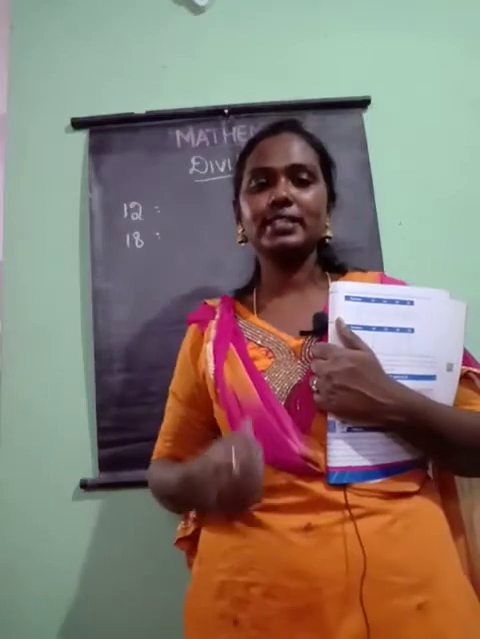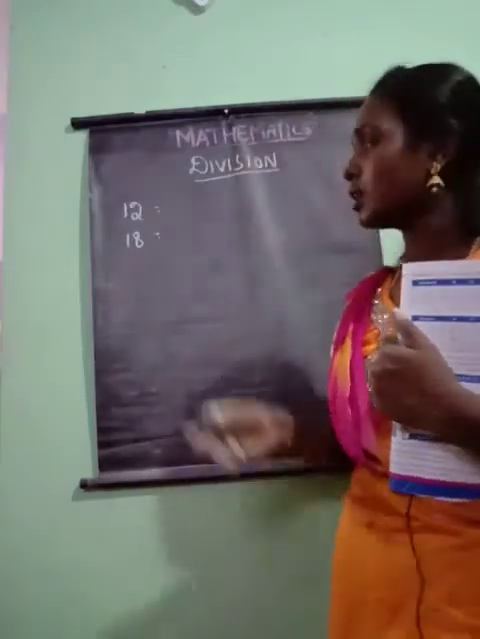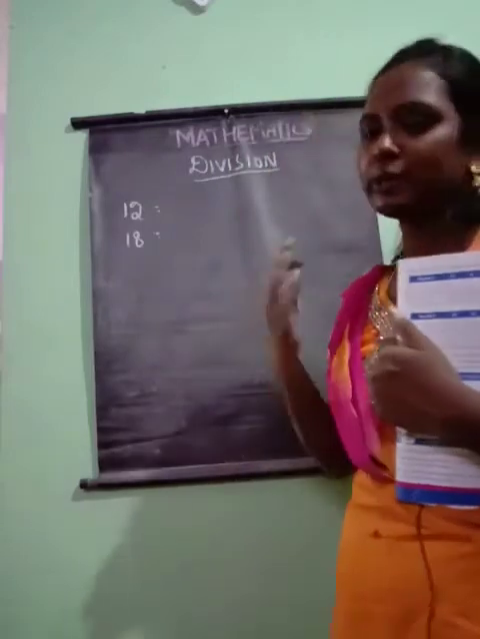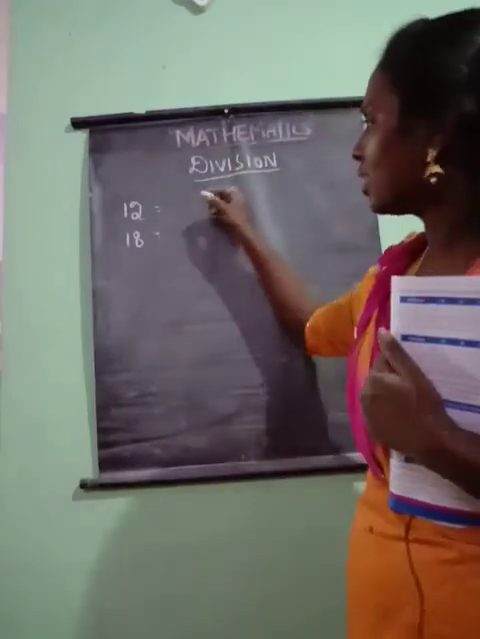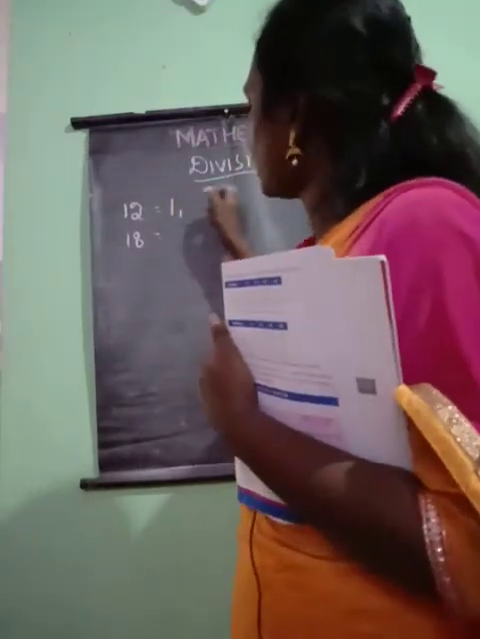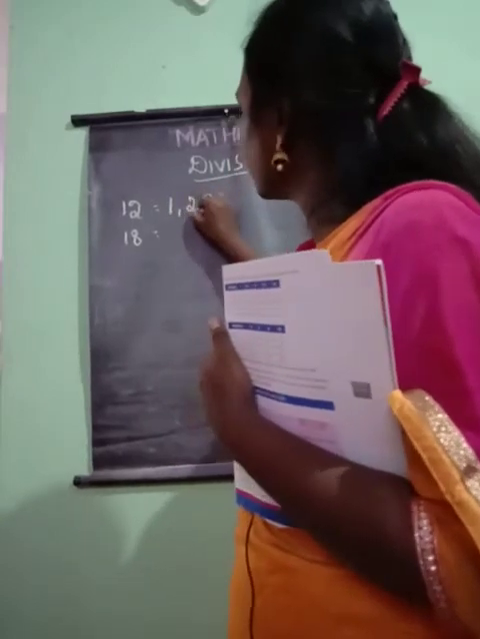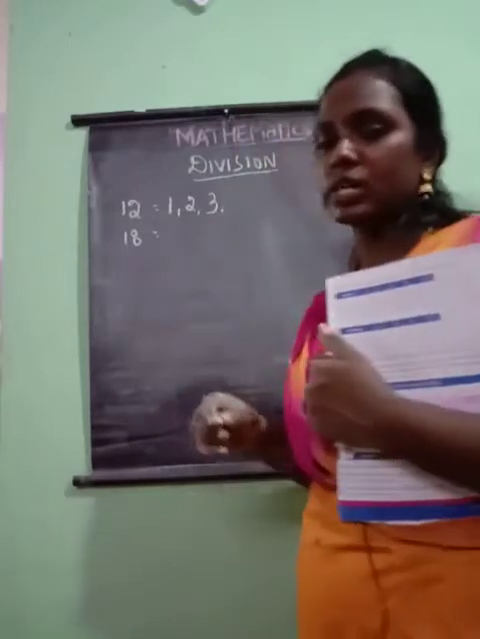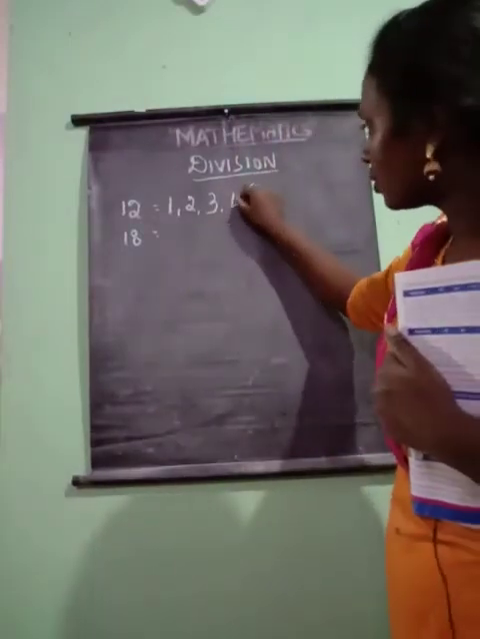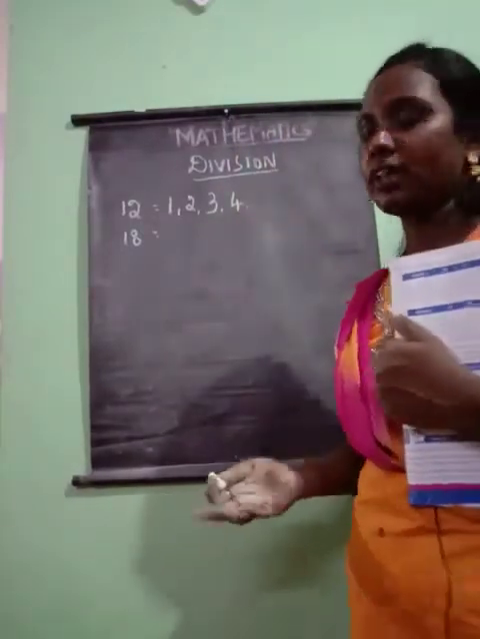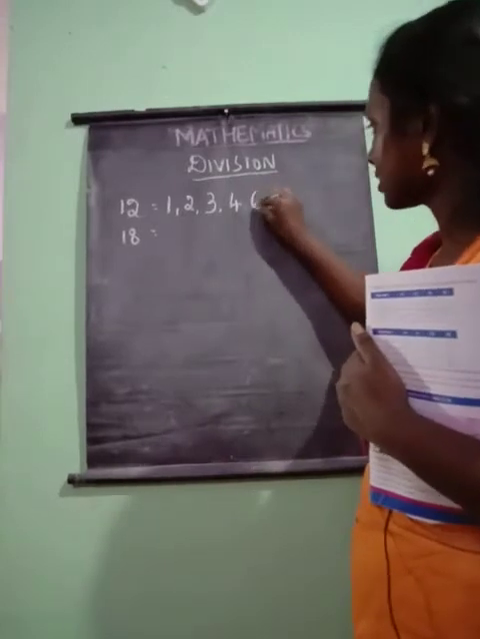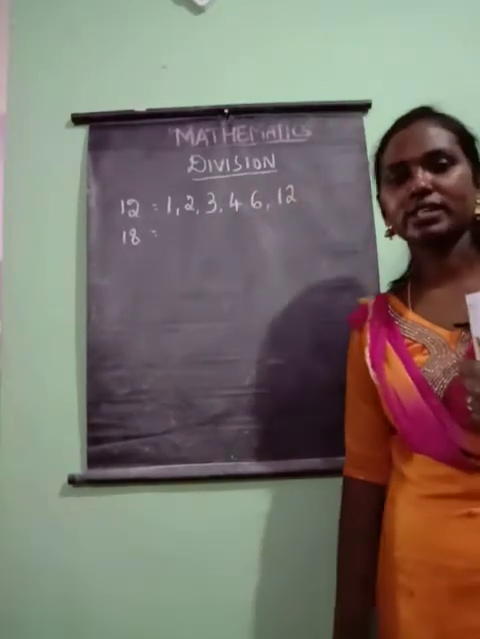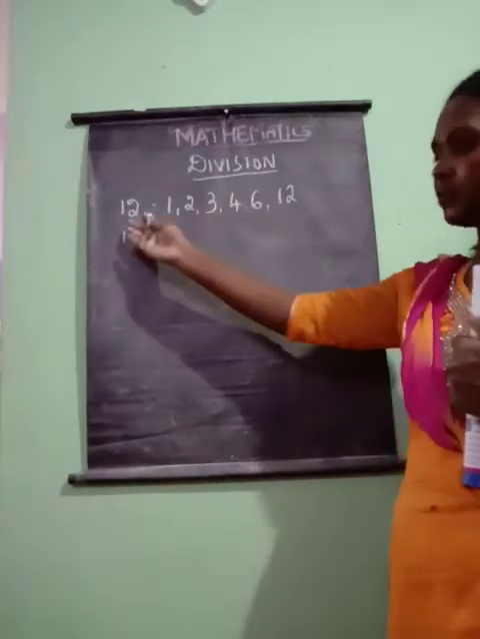To find the HCF, first you have to find the multiples of 12 and 18. You know the meaning of multiples. For 12: 1 2 is 12, 2 6s are 12, 3 4s are 12, 4 3s are 12, 6 2s are 12, and 12 1s are 12. These are the multiples of 12.